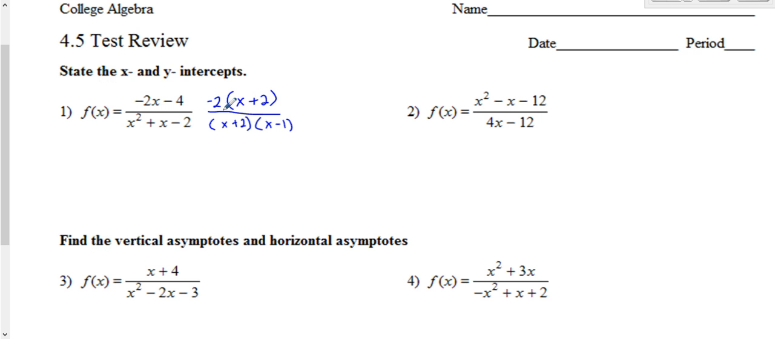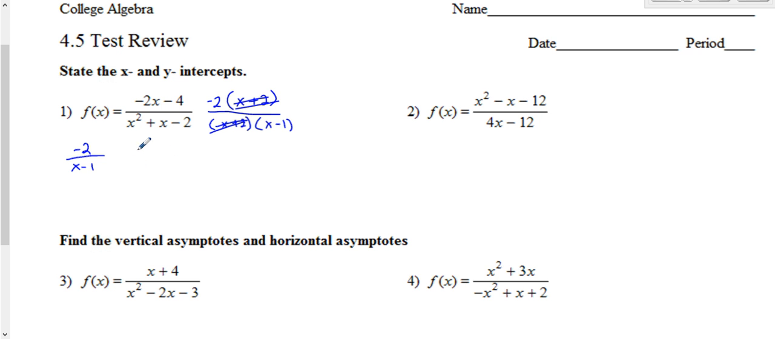Okay, now when I do this, what I have to notice here is that I have x plus 2 on the top and the bottom. So that needs to cross out. And what's left is -2 over x minus 1. And now I find my x and y intercepts.